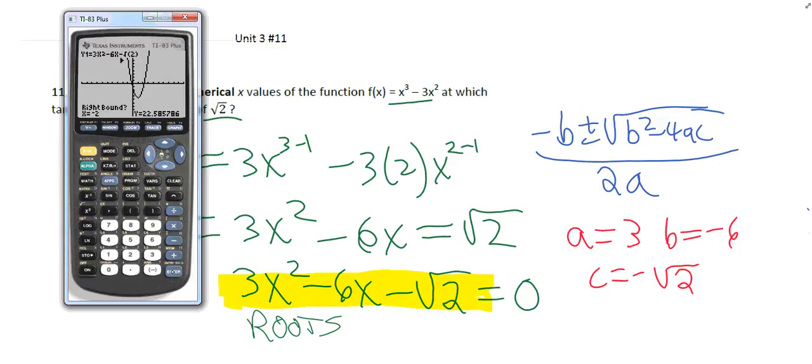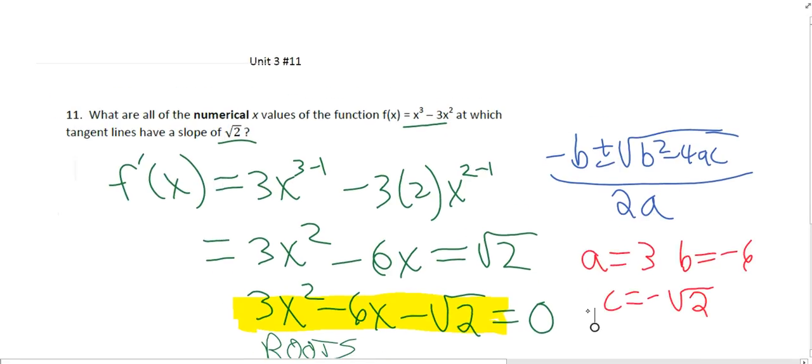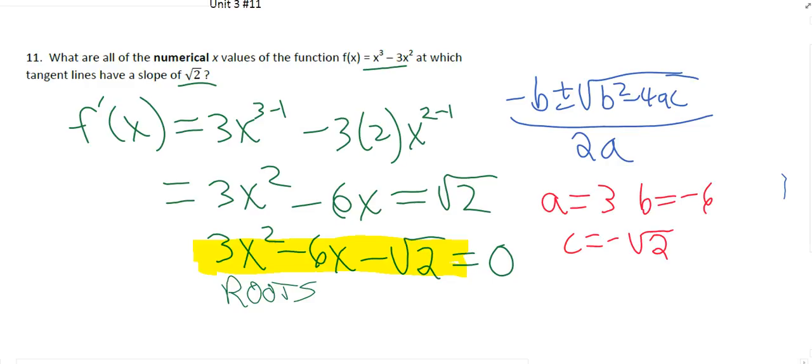Let's just do it like that. And then the right boundary, I need to come down till I am past the x-axis, but not past the vertex. So you can see where I am on the screen, hopefully. And then hit enter a third time, and my first root is at negative 0.213. So let me record that. X is equal to negative 0.213. That's the first root.